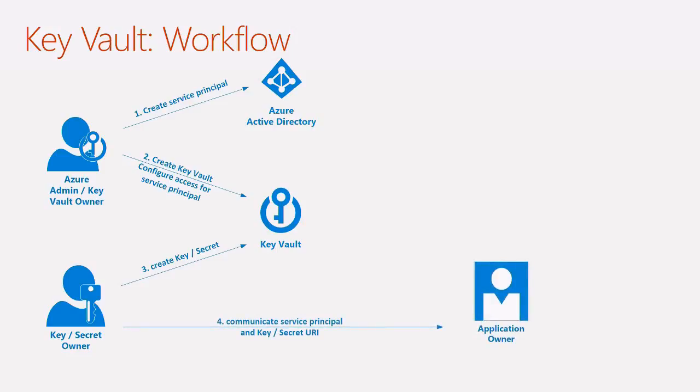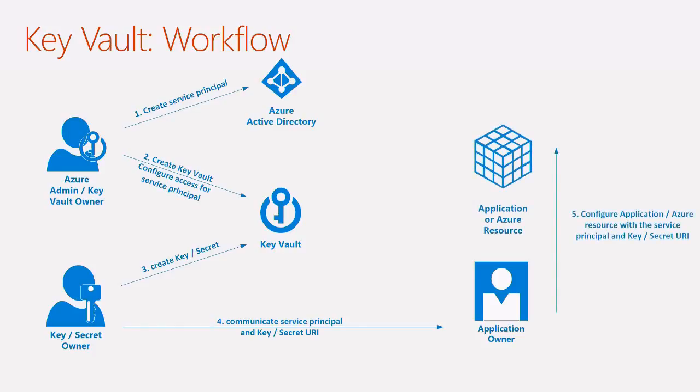So once that key and secret owner has actually done that, he'll then inform the application owner that that information is in the key vault and it's ready to be used, and he'll provide them with the service principal identity, which is actually a special Azure Active Directory identity that's used to access the information, and he'll give him the name or the reference to the actual key or the secret, which is actually a URI that refers to what's inside the key vault and that particular key or secret that the application owner is going to need to access as part of their system.